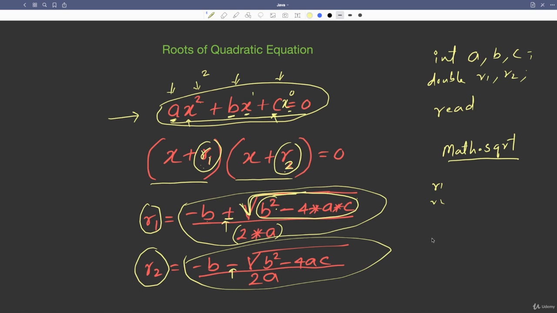And one important thing is you cannot give the values of A, B, C as you like. You cannot give anything. You have to make sure that b square minus 4ac should not be negative.